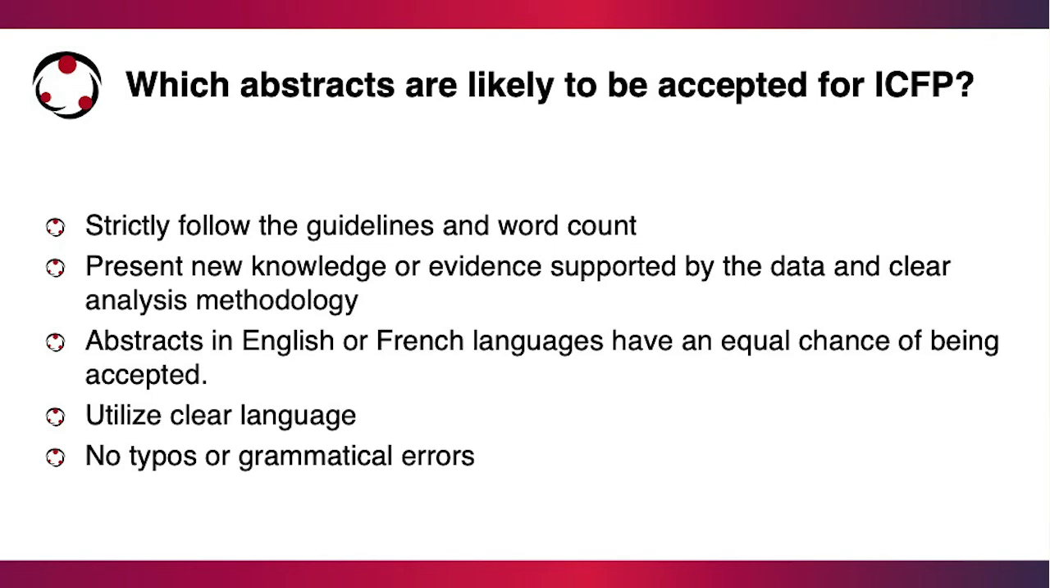The Abstract Selection Committee tries to prioritize abstracts presenting new knowledge or evidence. Findings should be supported by the data, and a clear methodology should be presented, irrespective of the language in which the abstract is written. Abstracts in English or French languages are all treated equally. Ensure clarity of the language used in the abstract and review your abstracts to make sure there are no typos or grammatical errors. It is okay to have someone review your abstract for English or French language editing.